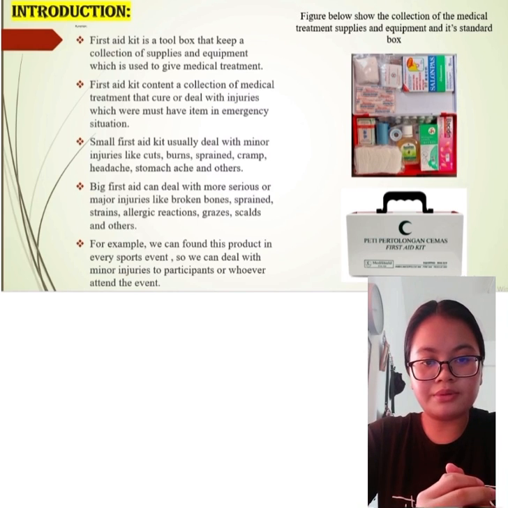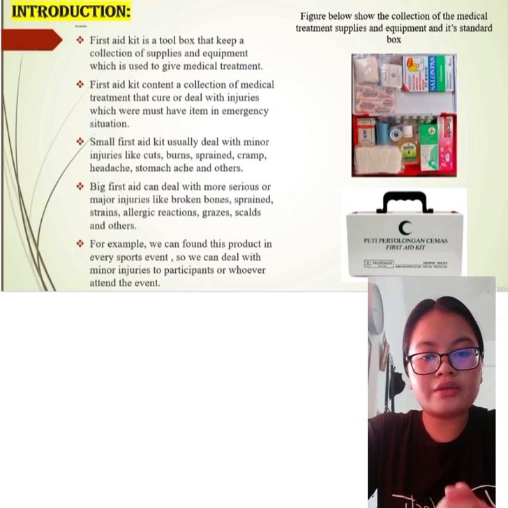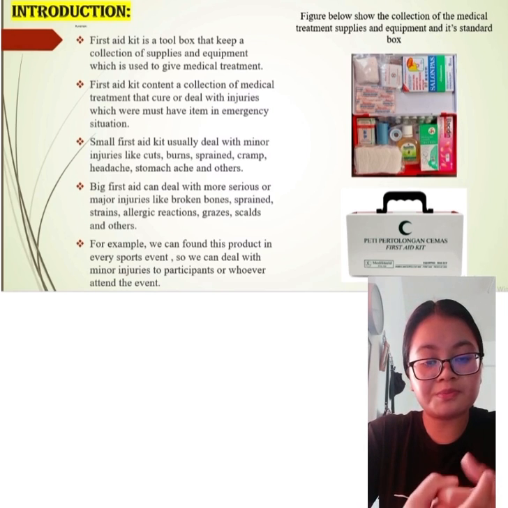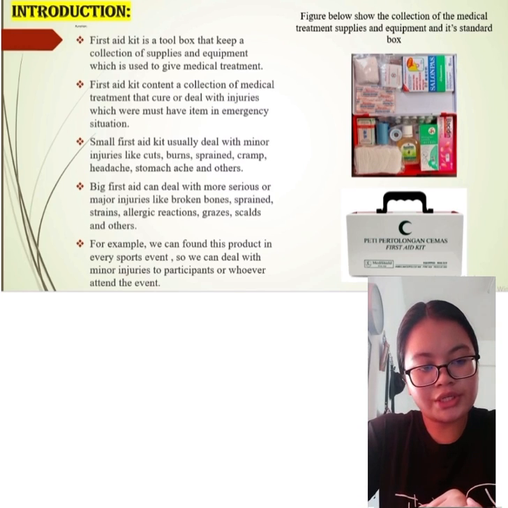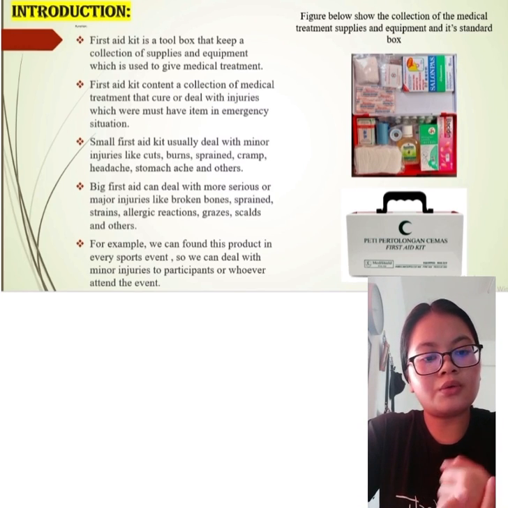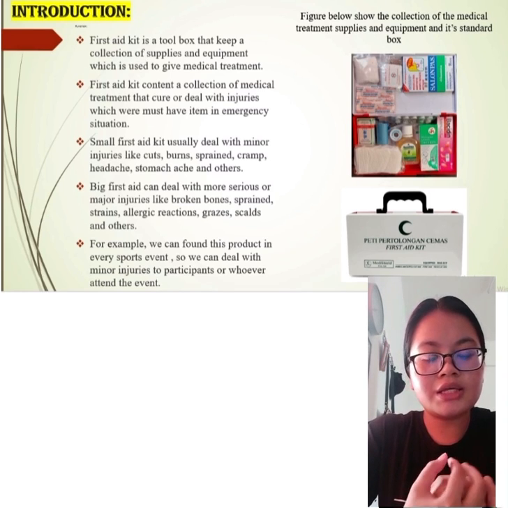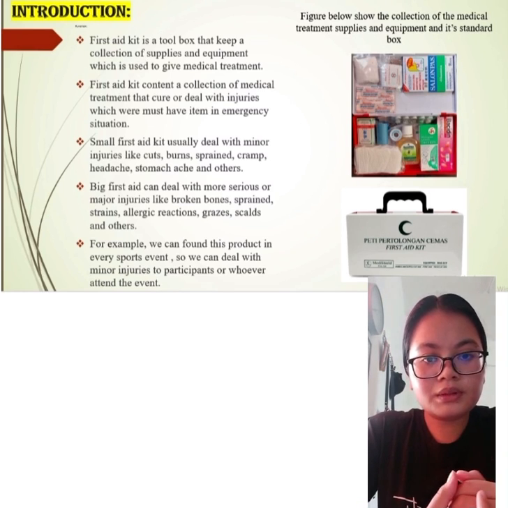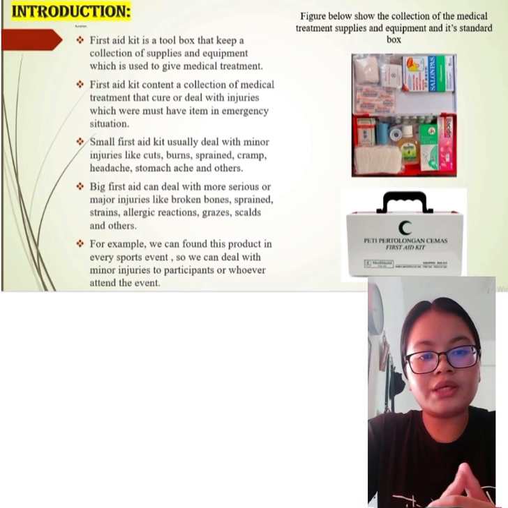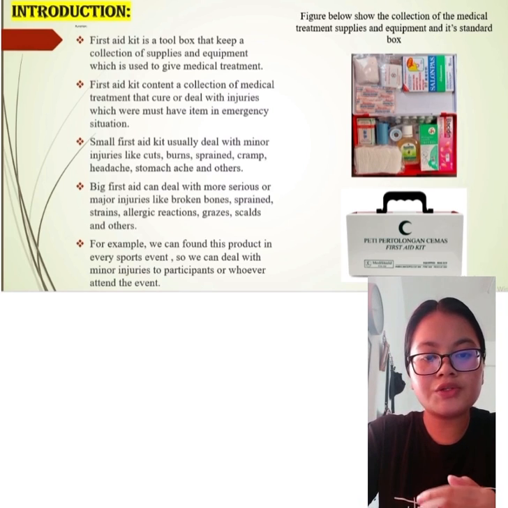For example, we can find this product in every sports event, so we can deal with minor injuries to participants or whoever attends the event and gets injured. That's all for me, and I'm going to pass it to Amirah Nusabrina for the next slide.